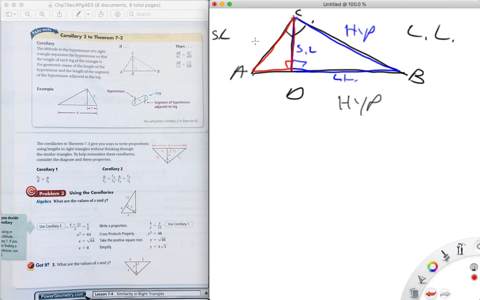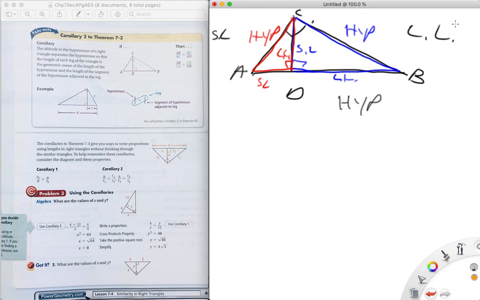this is my hypotenuse. And this is my short leg. This is my long leg. Okay, so we did the altitude. The altitude is where they share the altitude of the overall triangle.